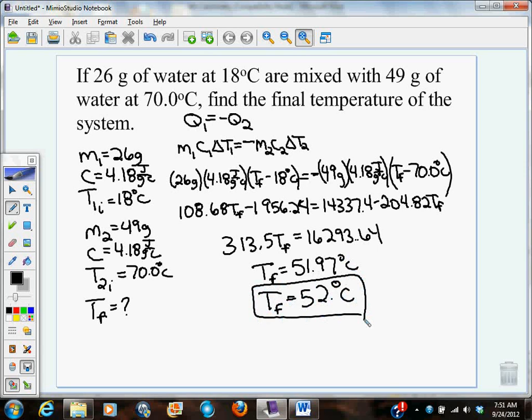That's my final answer. Remember the key here is right there. It's going to be the heat gained is equal to the heat lost. How you say the heat lost is you put negative MC delta T.